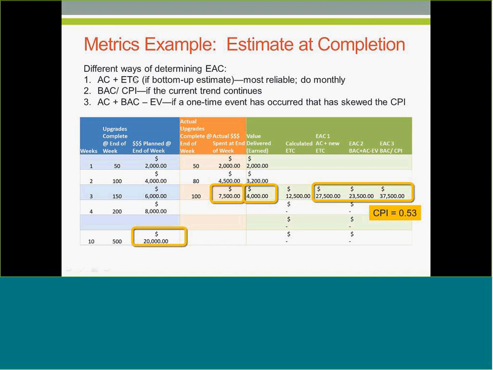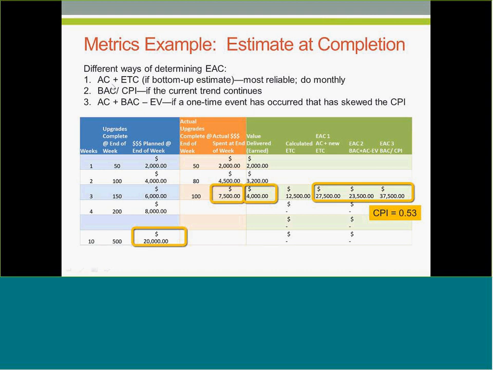Then dividing the budget at completion by the CPI will give you an estimate at completion that, if you work at the same rate at which you currently are, because CPI is the current measurement of project status, will give you your estimate at completion as a mathematical way of determining that.